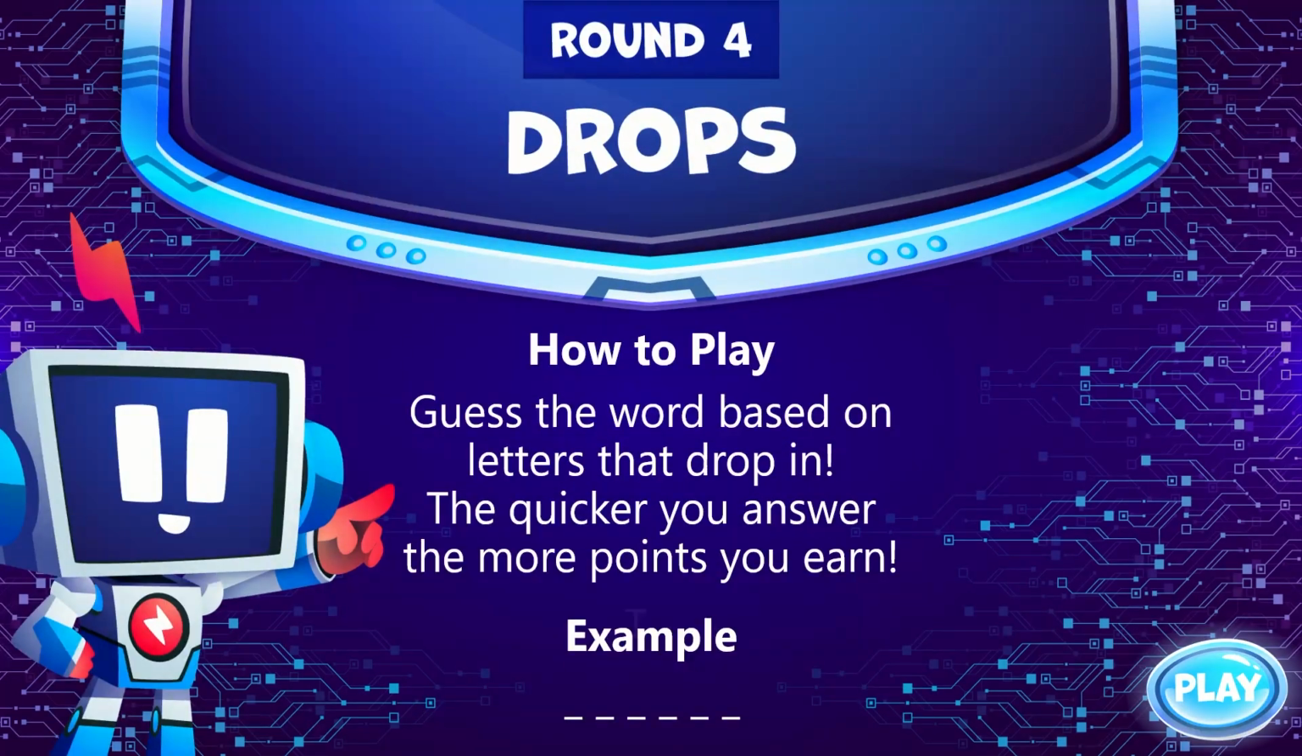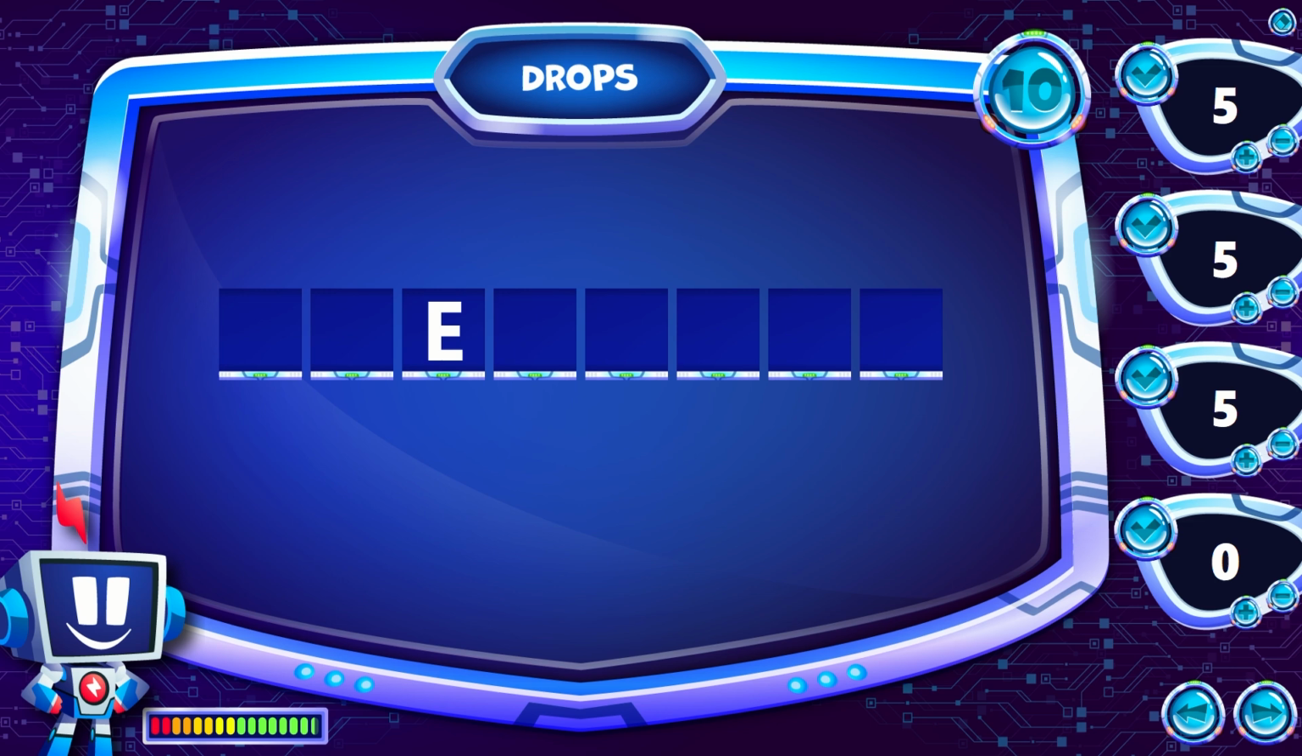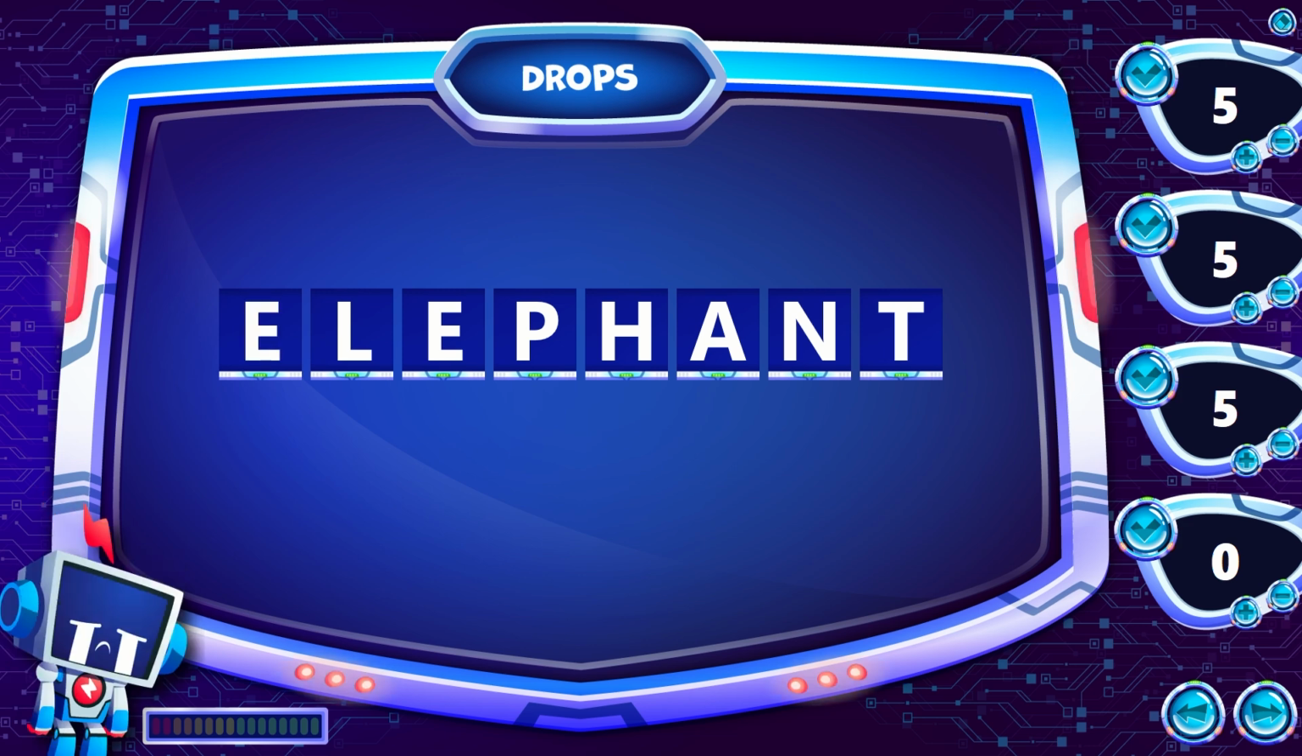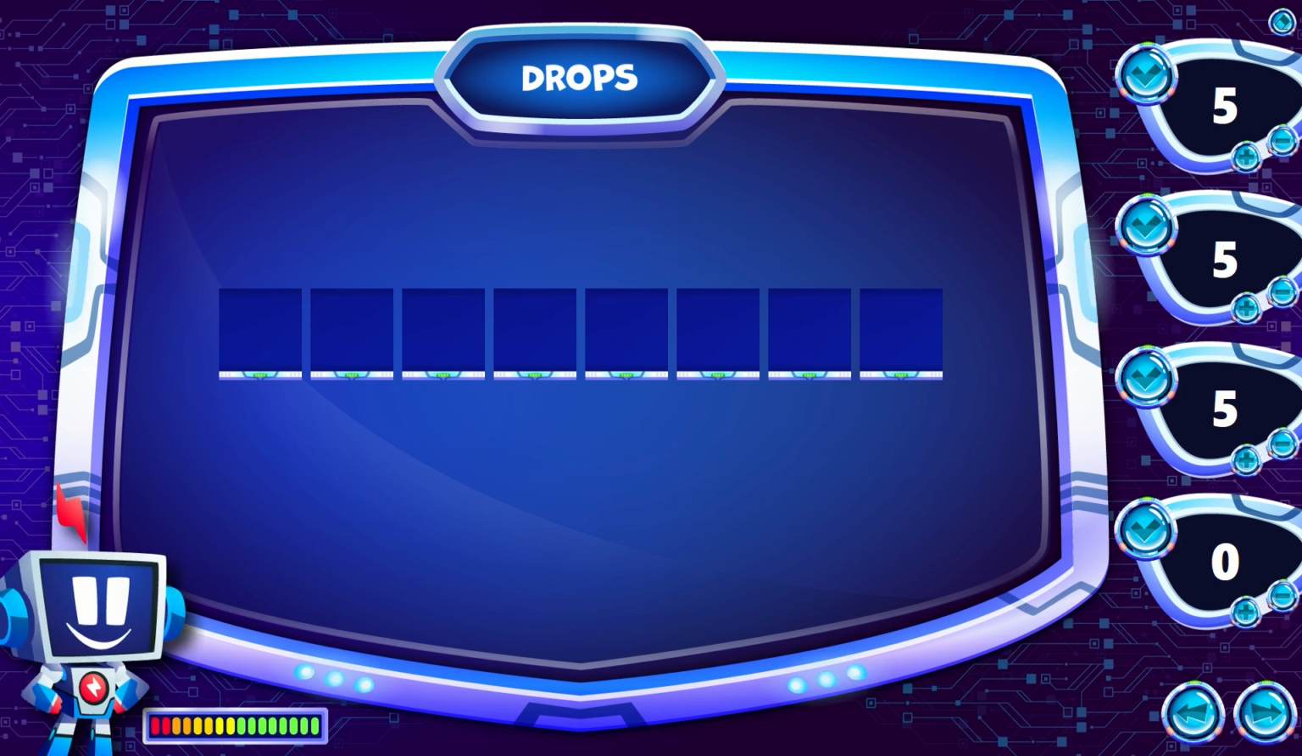In round 4, players will guess the word based on the letters that drop in. The quicker the player guesses the correct answer, the more points they will earn. The first letter will automatically drop and then the timer will start immediately after. The letters will continue to drop in automatically until there is only 1 missing letter. The amount of time between drops varies depending on the number of letters in the word to keep the difficulty level even. The amount of points earned will change based on how quickly they answer.